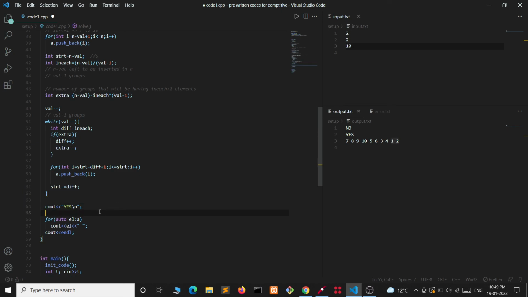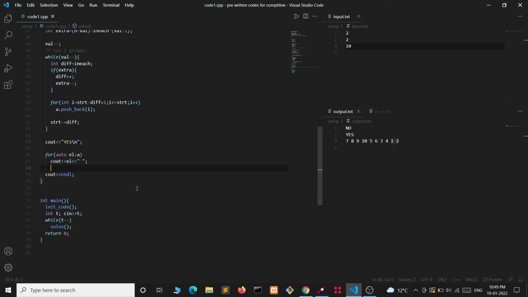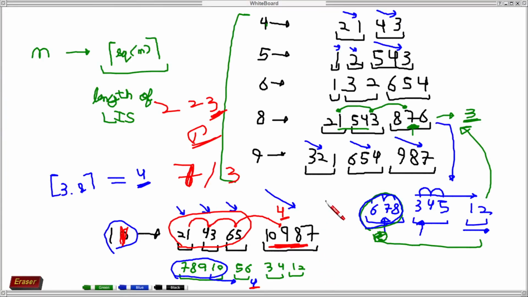After that we are printing yes, because the answer will always exist for values of n greater than 2, which we can see from this, and we can also prove this.